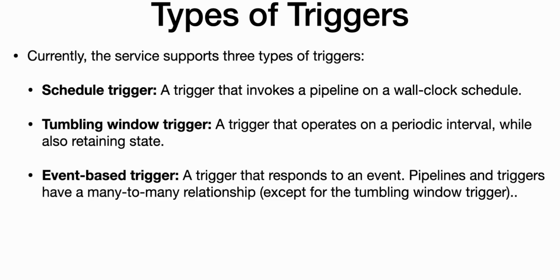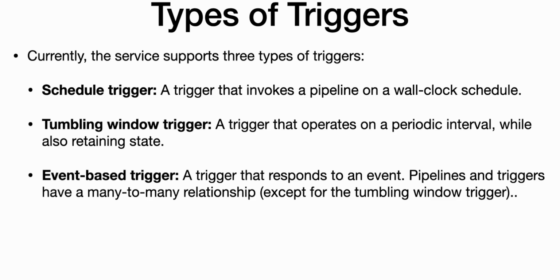Next one is the tumbling window trigger. This is really important, and this type of trigger is something which is used more often than schedule, at least in my case. How this works is it works more on a periodic interval. So I can see the difference right over here: tumbling window is working on a periodic interval and the schedule one is working on a wall clock basis.